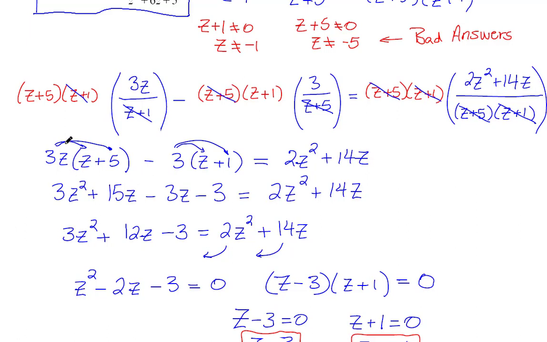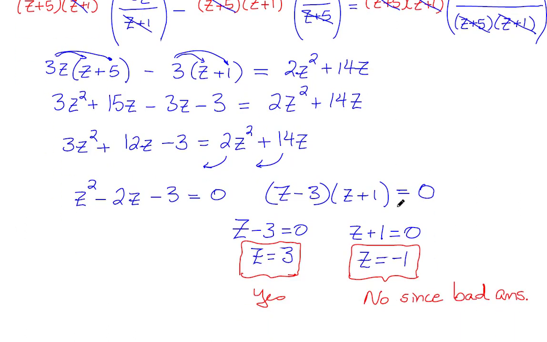Next, I need to distribute. 3z times z is a 3z squared. 3z times 5 is 15z. I get a minus 3z, and I get a minus 3. So now it's a question of collecting up some terms that go together. Let's see, 15z minus 3z, that's this 12z. All right, nothing else combines.